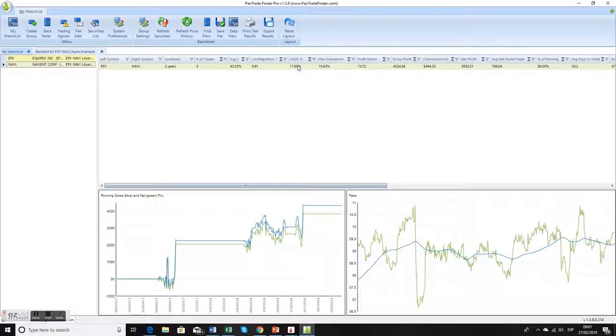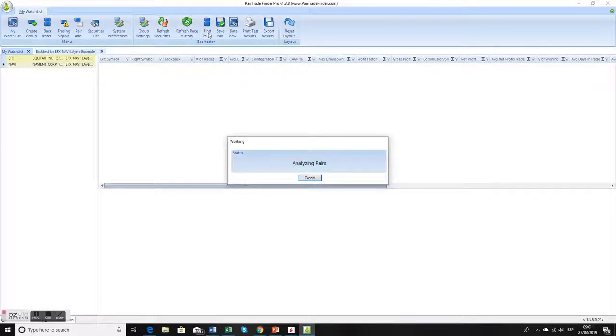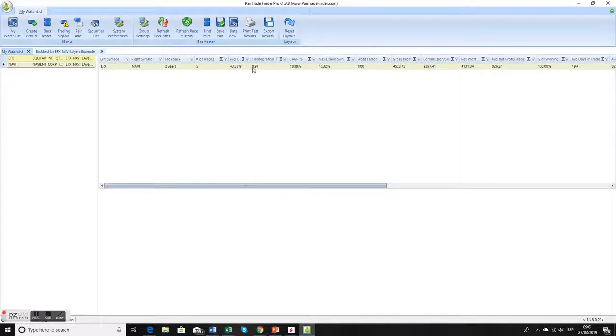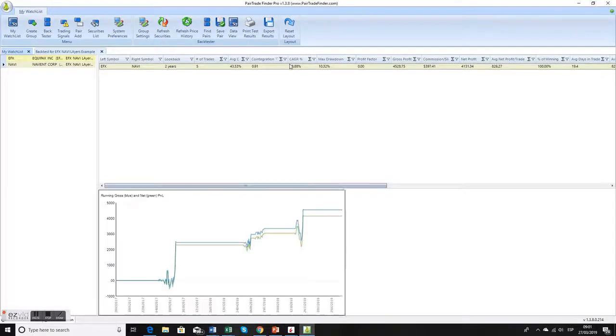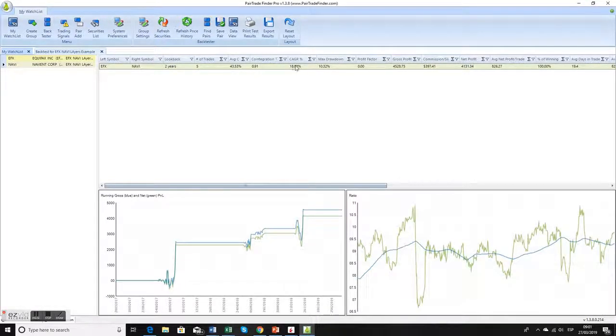Remember, you've got a CAGR of 17, a max drawdown of 16. You're paying about 12% in commissions, and 766 average net profit, 80% winners, 30 days in trades. Well, if we run the new back test, what do we find? We find our compound annual growth rate has gone from 17 to 19. Our max drawdown has gone from 16 down to 10. Our profit factor has gone infinite because we have 100% winners.